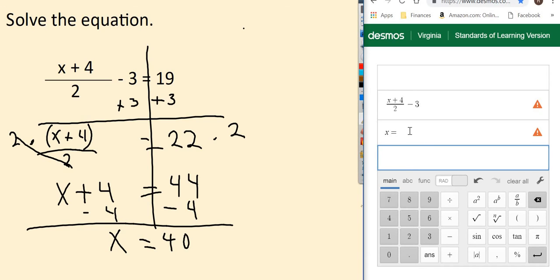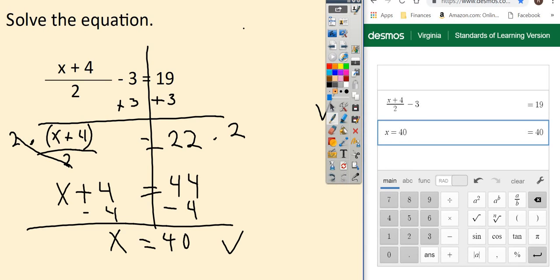So I'm going to come over here to my calculator where I'm checking. I'm going to put in a 40, and my answer is 19, exactly what it should be. So I know that I have solved this correctly. Again, use the calculator to the full extent possible.